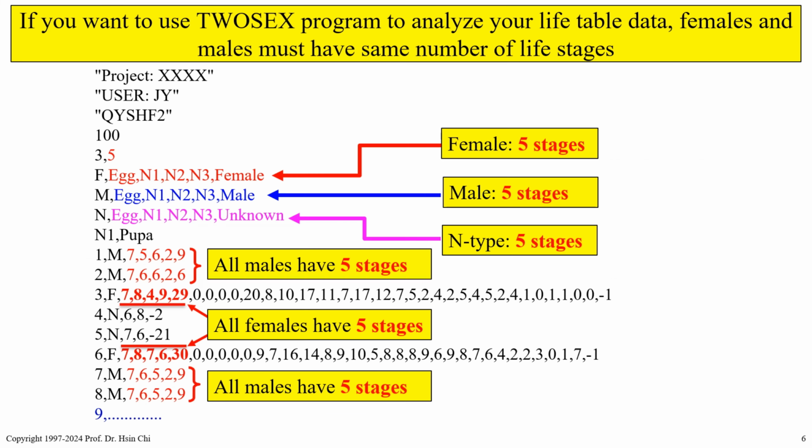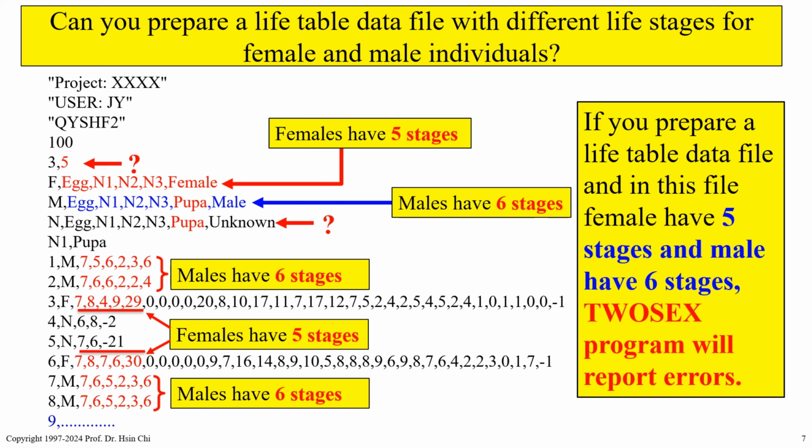Next, we will show you how to prepare your life table data for the TWOSEX program. In general, if you want to use the TWOSEX program, females and males must have the same number of life stages. In this file, both female and male have 5 stages. Can you prepare a life table data file with different life stages for female and male individuals? If you prepare a life table data file in which females have 5 stages and males have 6 stages, running the TWOSEX program will report errors.